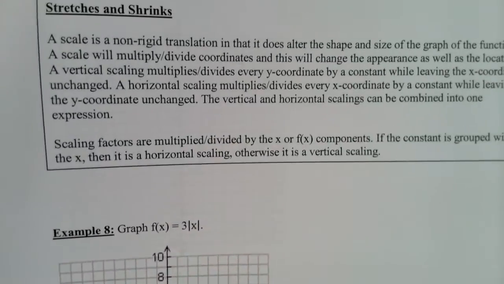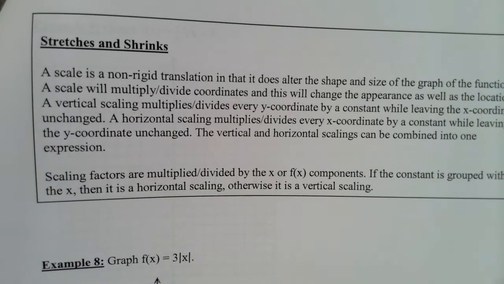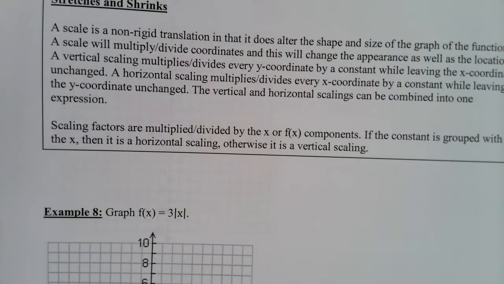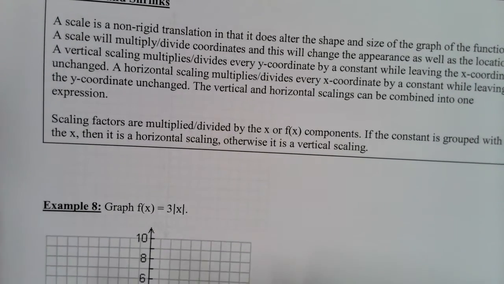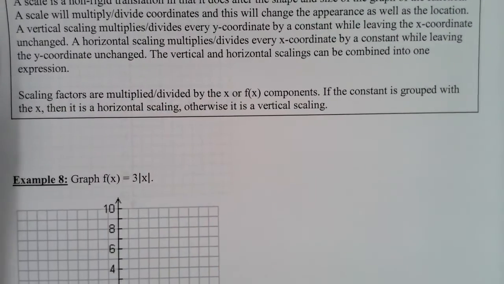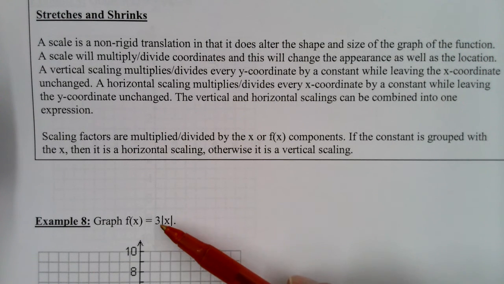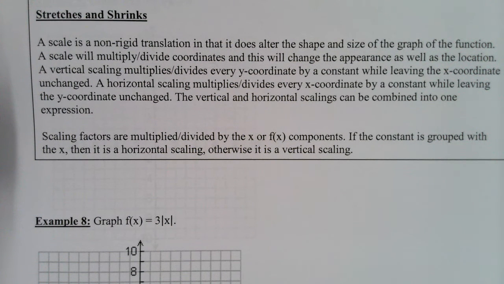This next page talks about stretches and shrinks. So you can read through that on your own if you'd like. And again, you have my lesson packet on Classroom or Canvas, depending on when you're watching this. But basically, if the number out front is greater than the absolute value of 1, meaning if it's 2, 3, 4, 5, negative 2, negative 3, negative 4, negative 5, that's going to be called a vertical stretch. In other words, it's going to be skinnier.